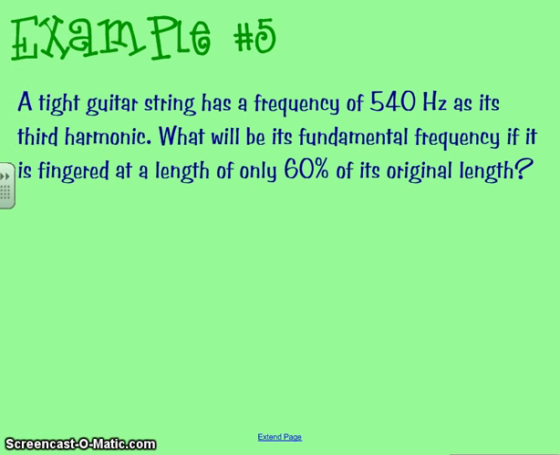Moving on to our example problem. This is talking about a guitar string. So we have a standing wave on a string, or resonance on strings. It has a frequency of 540 hertz as its third harmonic. It wants to know its fundamental frequency if it is fingered at a length of only 60% of its original length. I want to see if you can figure this out on your own. Go ahead and try this one. When you are finished, check the second video to see how you did.